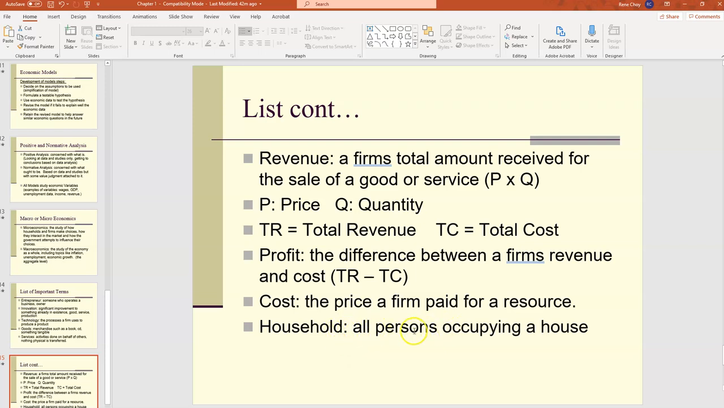Households are the way we measure most things. A household is the group of people occupying a house. So most things in macroeconomics specifically are usually built for the household.